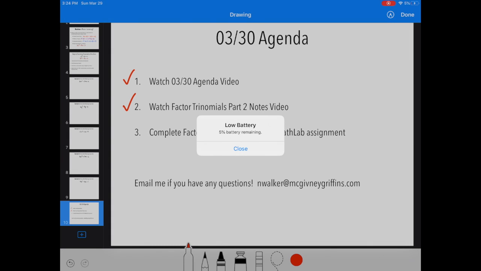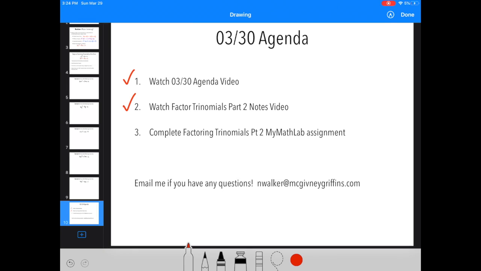So we're done. Woo! Just in time, low battery. We are done just in time. We're finished factoring trinomials. We have one more section on factoring, which is a process called grouping. So what if I have 4 terms instead of just 3 or 2?